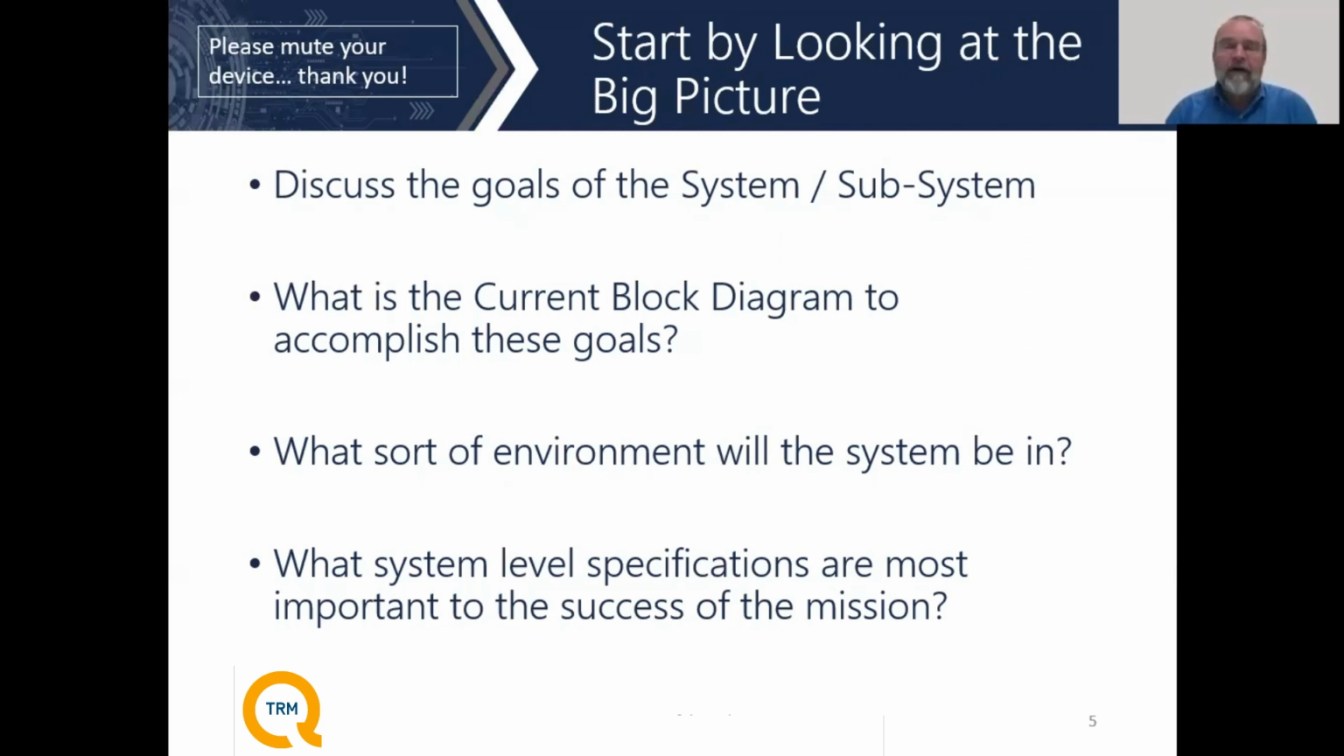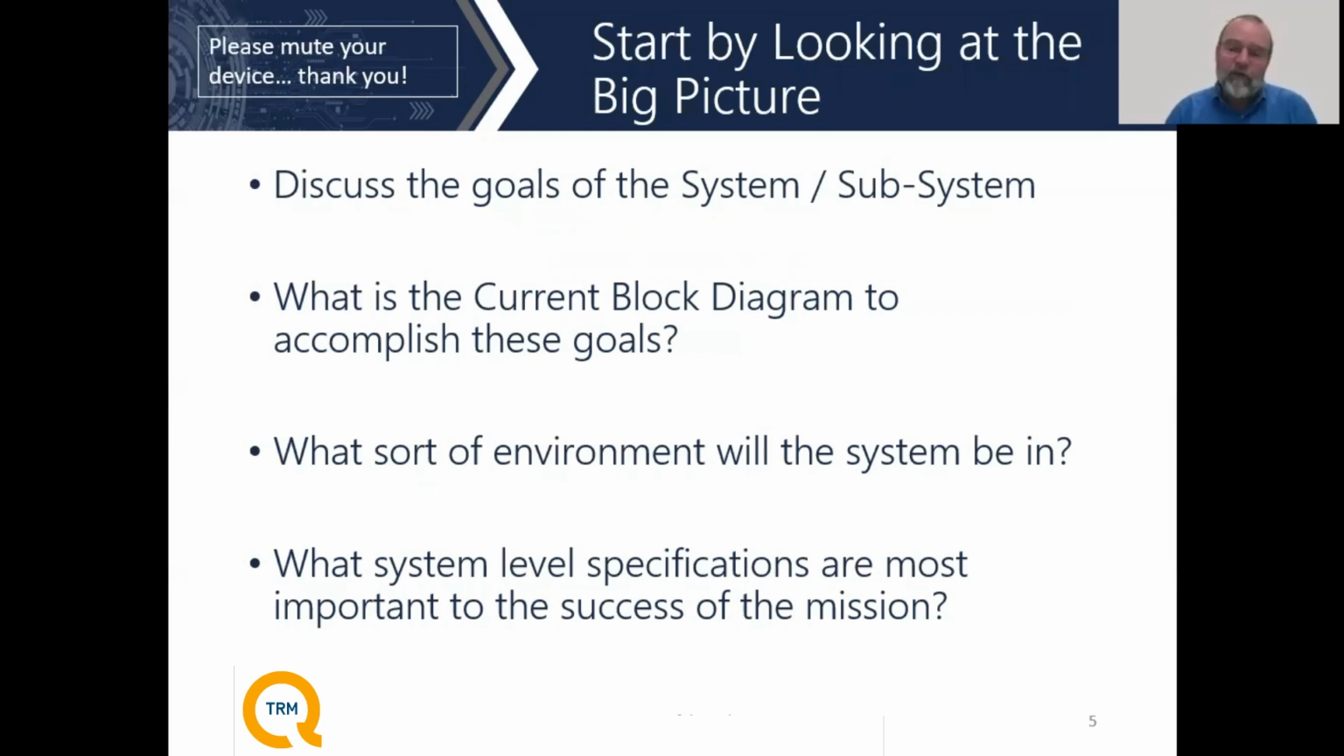What sort of adverse effects will the system see? What sort of environment is it going to be in? Is this going to be in a high vibration environment, a nasty weather environment, or a high shock environment? Will it be in a vacuum? Whatever those things are, those are all important things to understand from a component level standpoint, to understand what sort of environment they're going to be in.